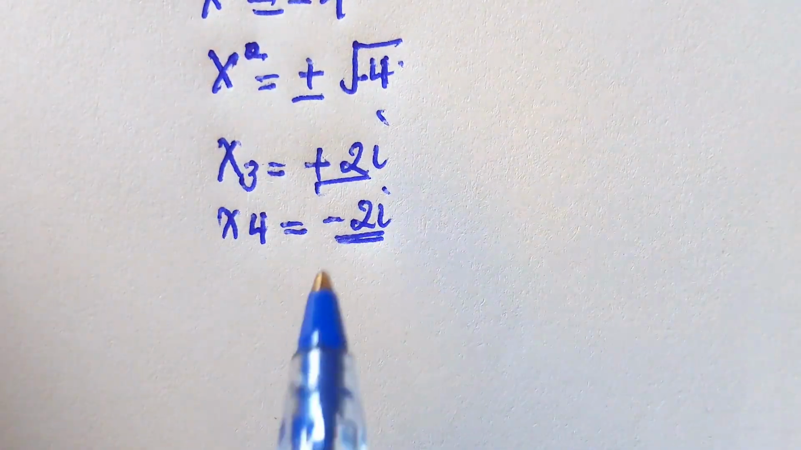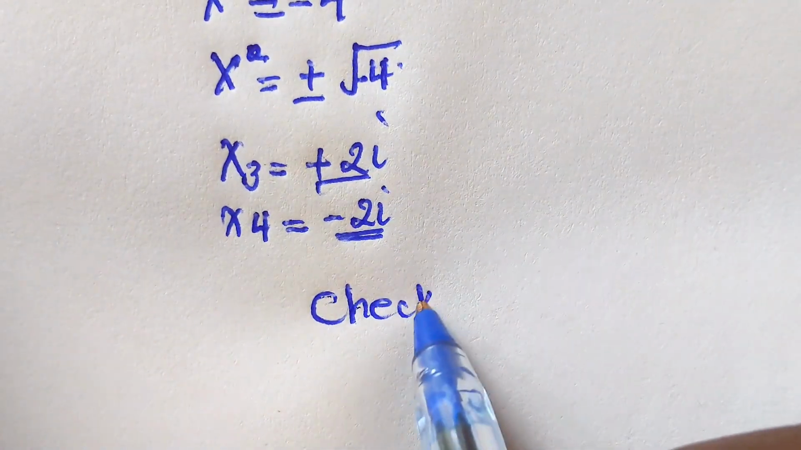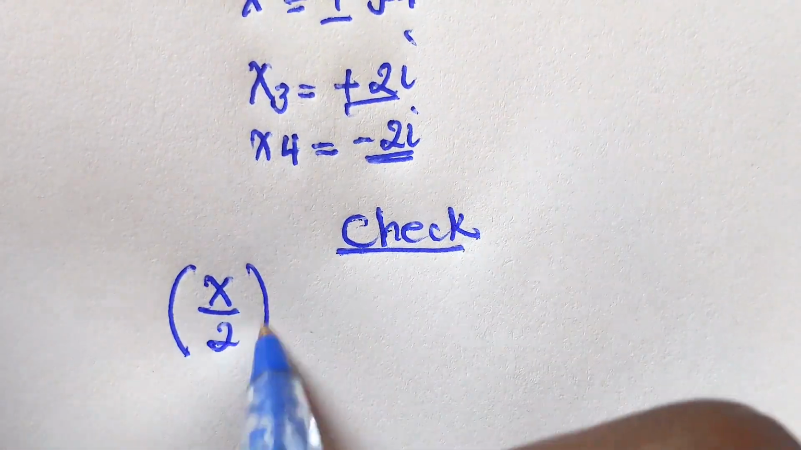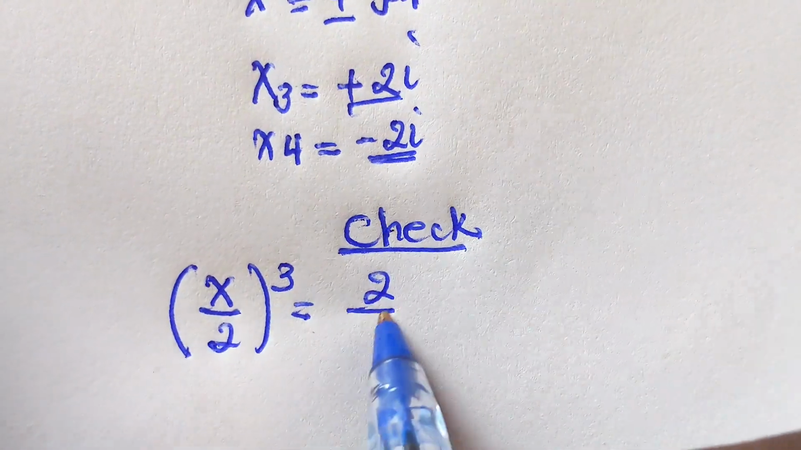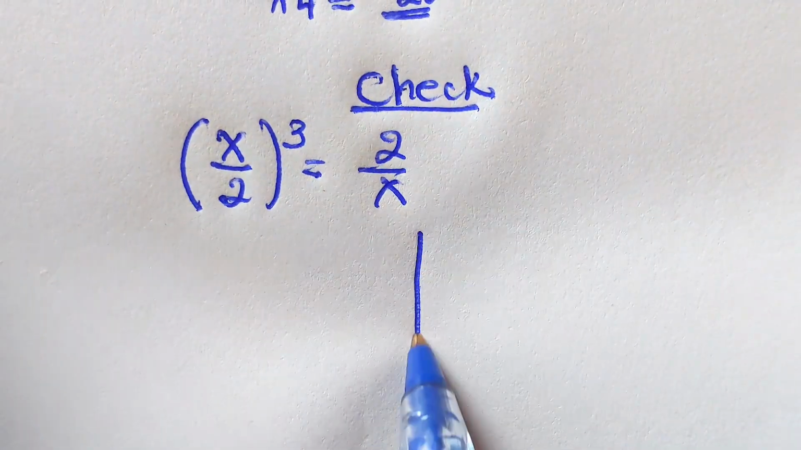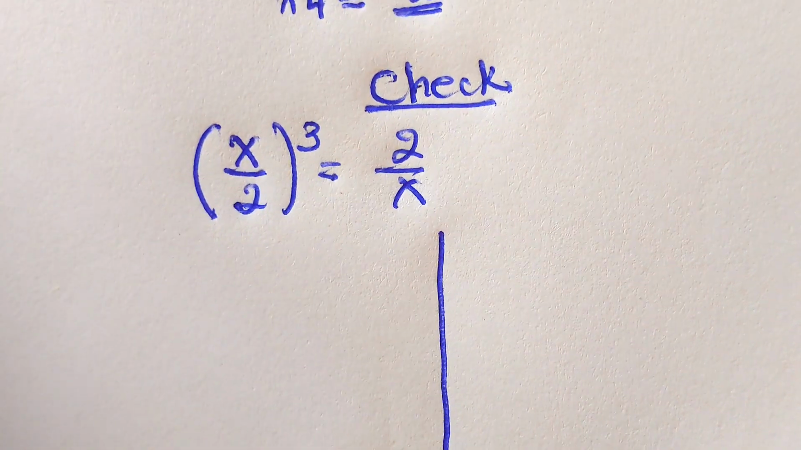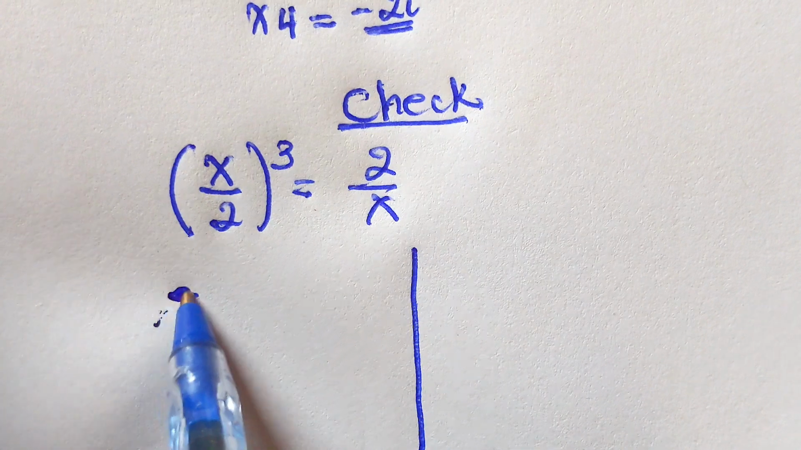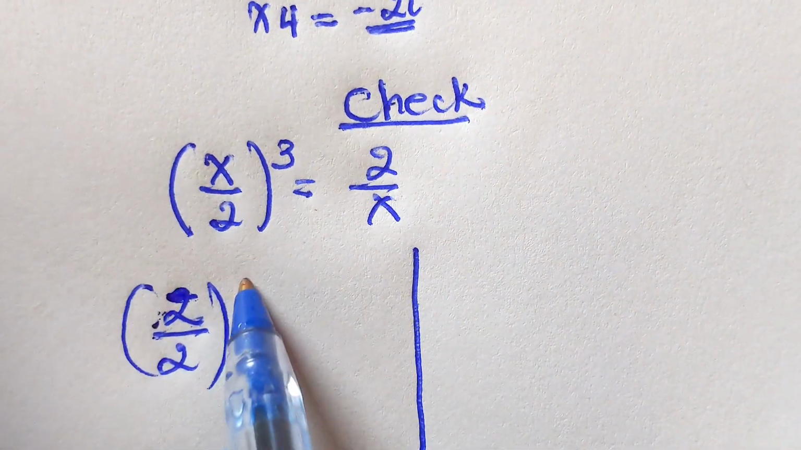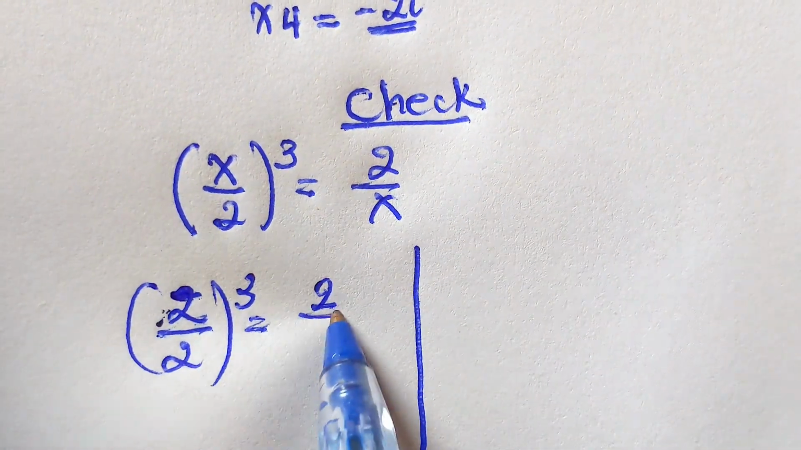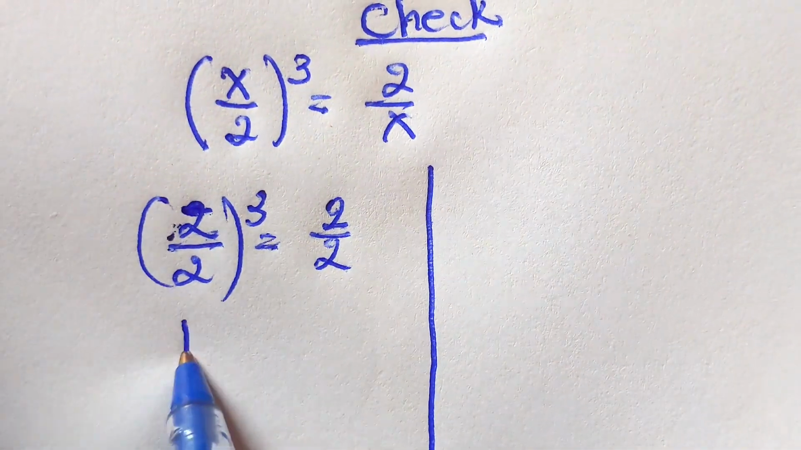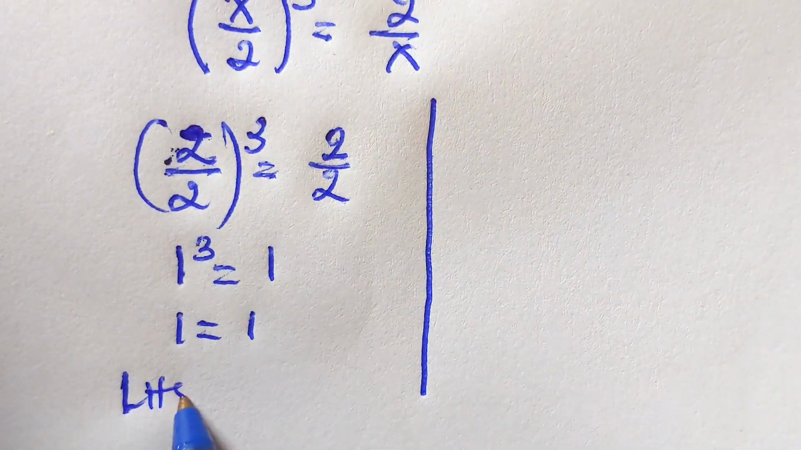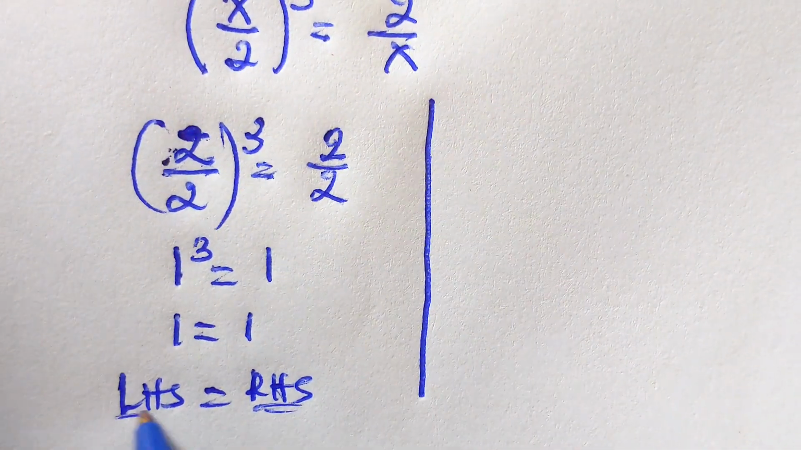Now we have to check if the answer is correct, because we were given (x over 2) raised to the power 3 equals 2 over x. So I have two parts. We're going to check for the real numbers, positive 2 and negative 2. Let us start with 2 over 2 raised to the power of 3 equals 2 over 2. And of course this is 1 to the power 3 equals 1, then 1 equals 1. So left hand side equals right hand side.